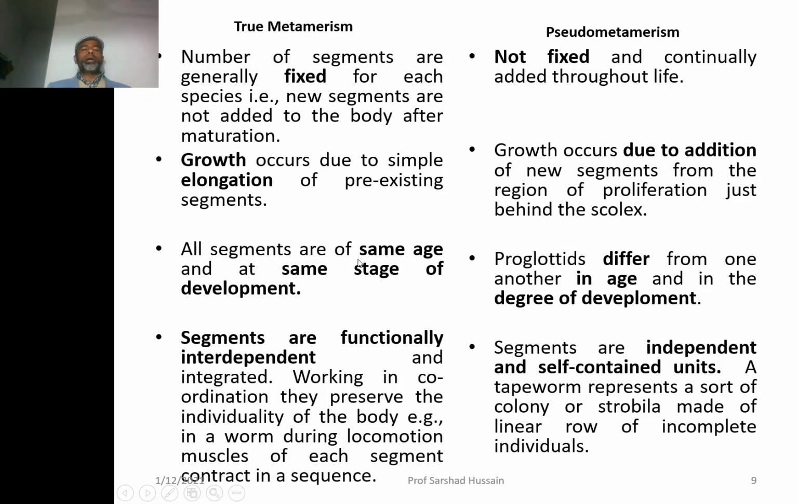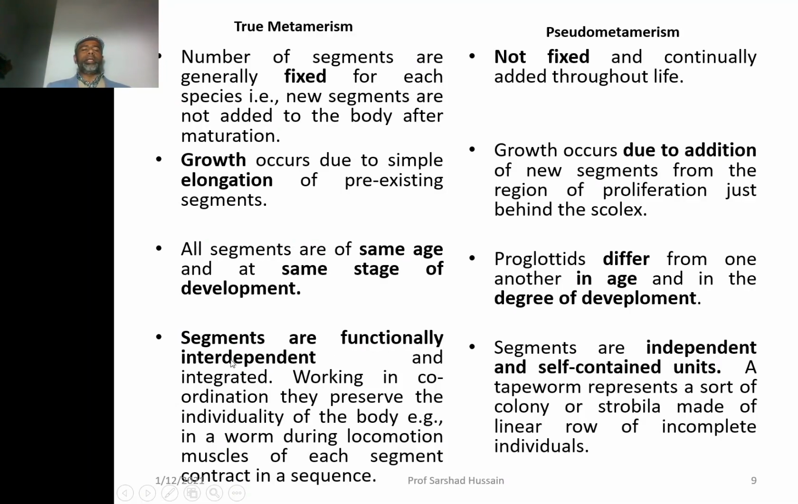All segments in the truly segmented animals are of the same age because they are formed at the same time and at the same stage of development. Whereas in the proglottids of the platyhelminths, which show pseudometamerism, all the segments differ in age as well as degree of development, because the newly formed will be immature, whereas the earlier formed will be mature. So they have different degrees of development as well as age.